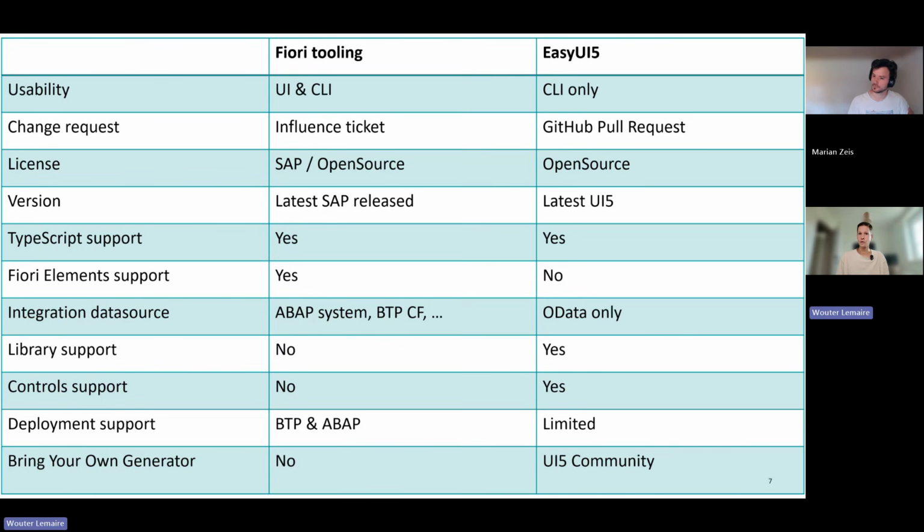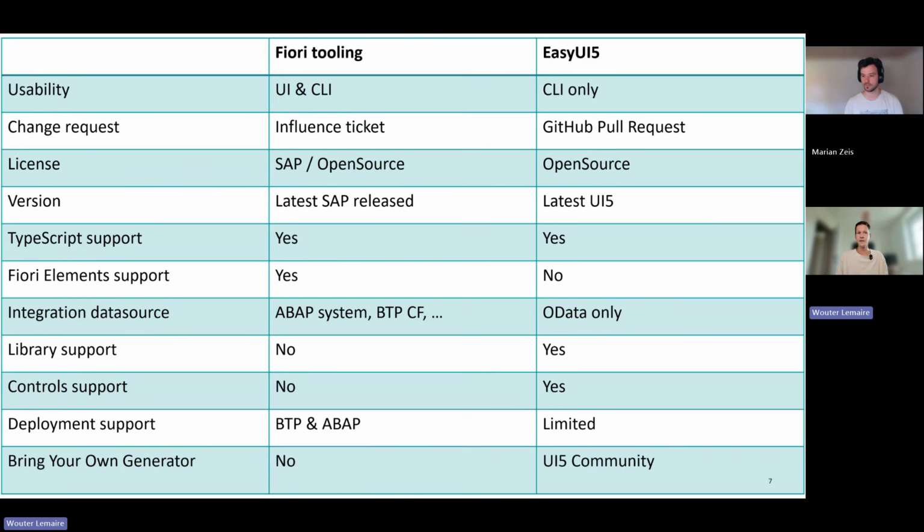For Fiori Elements, as Marian already mentioned, then you really go to the Fiori Tooling. It's not supported in Easy UI5. Maybe it will come because they are open sourcing it, so we could integrate it in Easy UI5 as well. Integration with data sources: Easy UI5 has this simplistic possibility to connect with an OData service, but not as advanced as with the Fiori Tooling. In Fiori Tooling, you can really select your ABAP system. You can say it's deployed for ABAP or Cloud Foundry, give your Cloud Foundry credentials or your ABAP system configuration. It goes further than just providing an OData service.